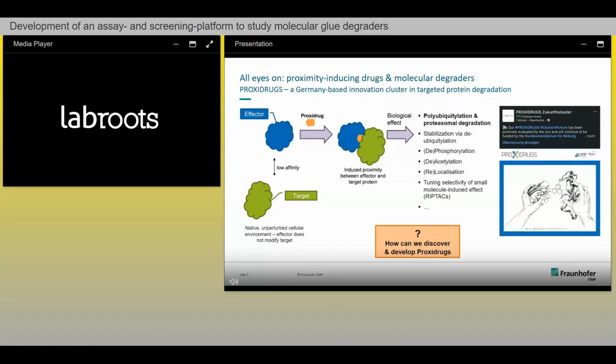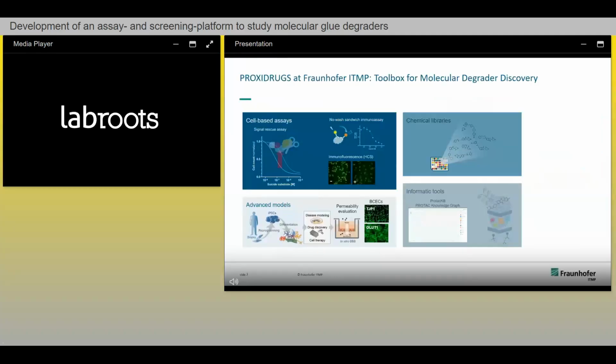So we at Fraunhofer ITMP and the cluster of Proxy Drugs are interested in how we can actually discover and develop these proxy drugs. At ITMP, we are developing a number of tools coming from different perspectives for molecular degrader discovery. Just to touch on a few, we develop informatic tools and models. We design chemical libraries. We have advanced models to test drugs, proximity-inducing drugs, and degraders. And we set up cell-based assays for screening and screen them, and that's what we're focusing on today.